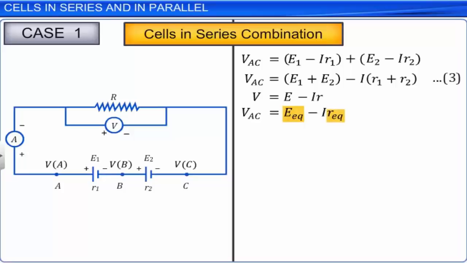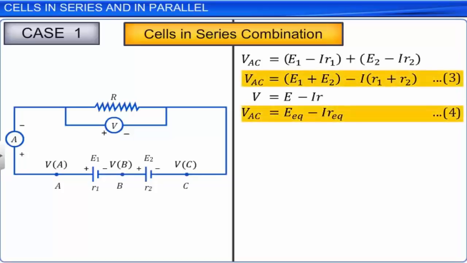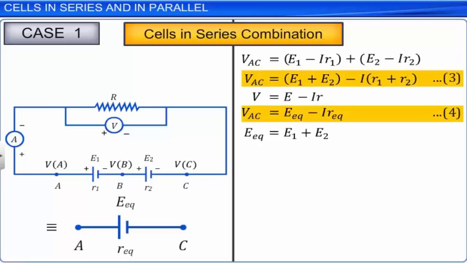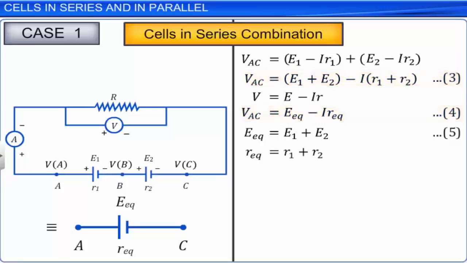Comparing equations 3 and 4, we can write EEQ is equal to E1 plus E2. Let this be equation 5. REQ is equal to R1 plus R2. Let this be equation 6. Equation 5 is used to calculate the equivalent EMF of the series combination of two cells. Equation 6 is used to calculate the equivalent internal resistance of the series combination of two cells.